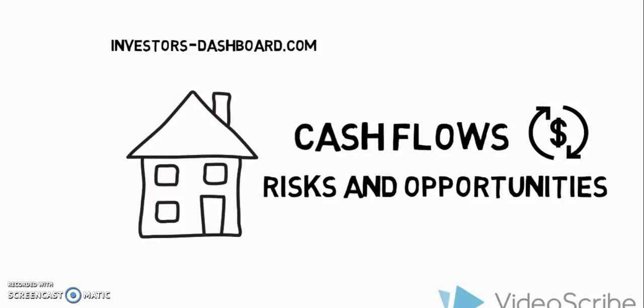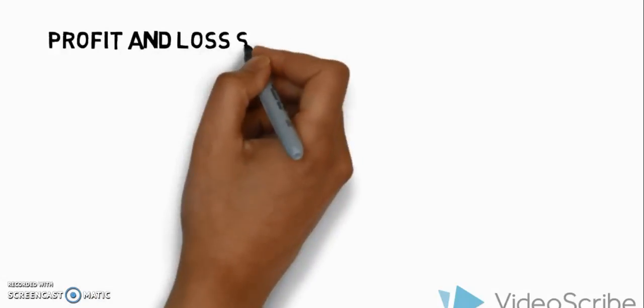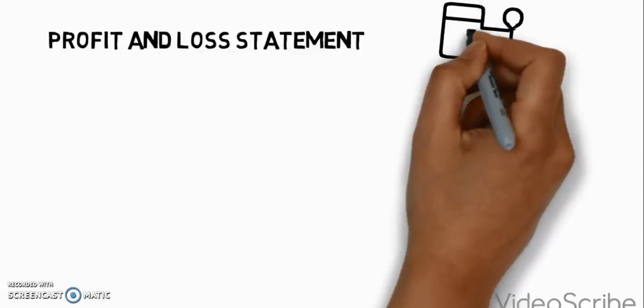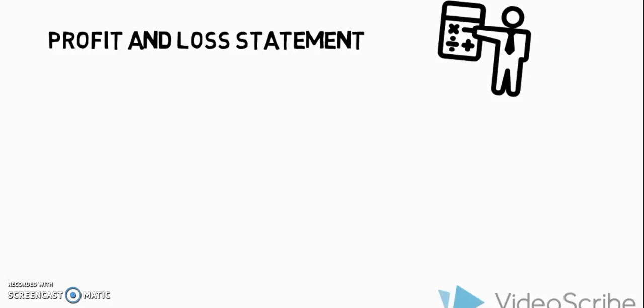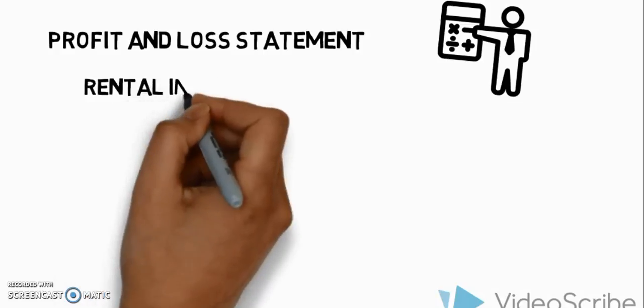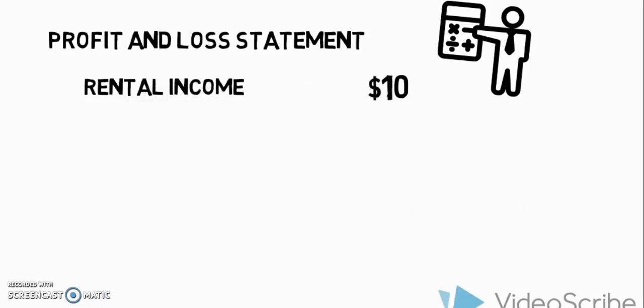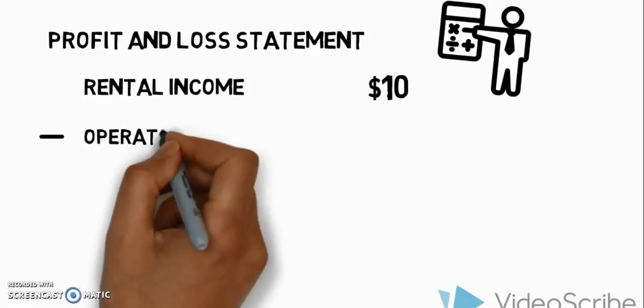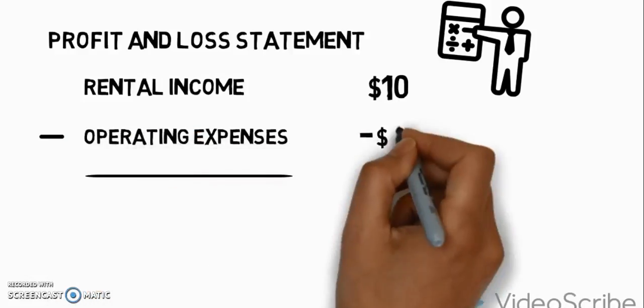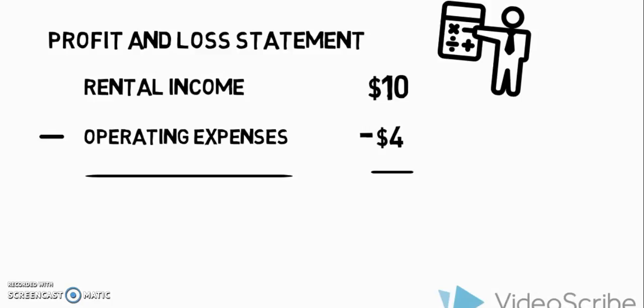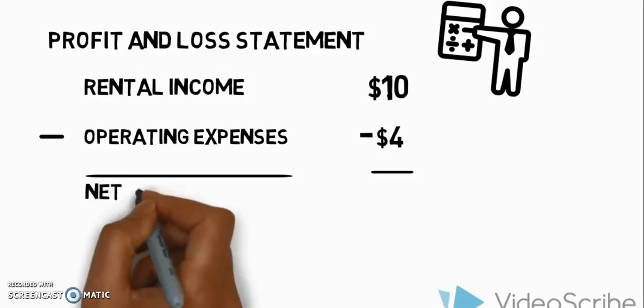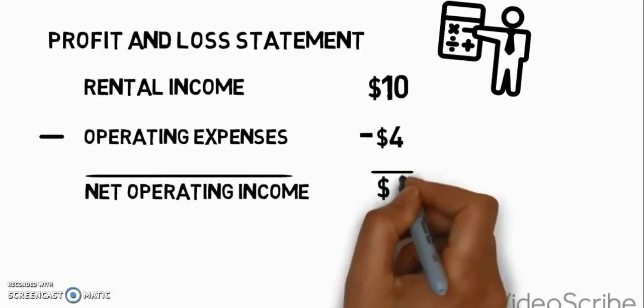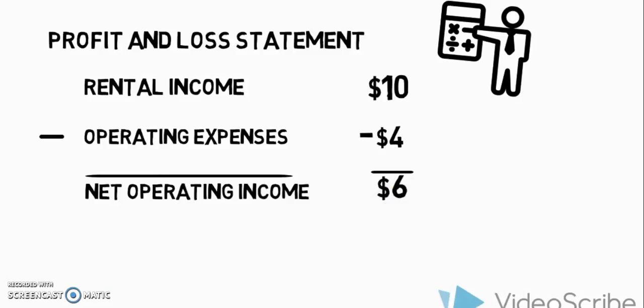Now let's quickly review the high-level profit and loss statement we discussed in the previous tutorial. Top line is a rental income of $10, that is money paid by our tenants. Less operating expenses of $4, that is cost the investor incurs to maintain the property. Rental income minus operating expenses equals net operating income. In our case, it's $6.